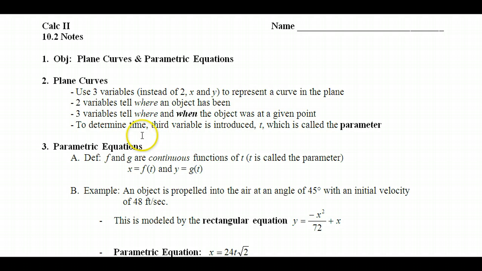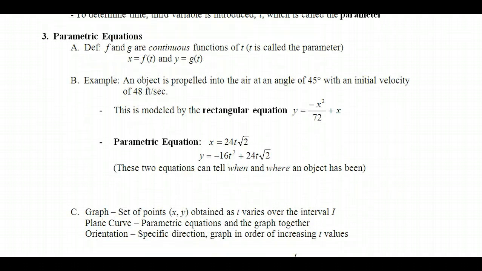So to determine time, which is our when, a third variable is introduced. Appropriately it's t, because we want to know when, which would be a time, and that is then called our parameter. So parametric equations, by definition, we have f and g are continuous functions of t, and t is our parameter. So a parametric equation actually has 2 equations. It'll be x is equal to some function in terms of t, and y is equal to another function in terms of t.